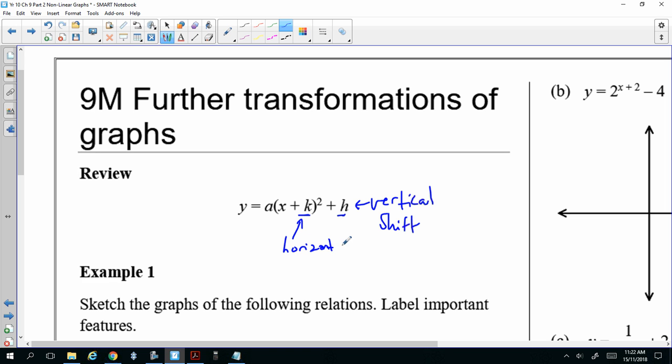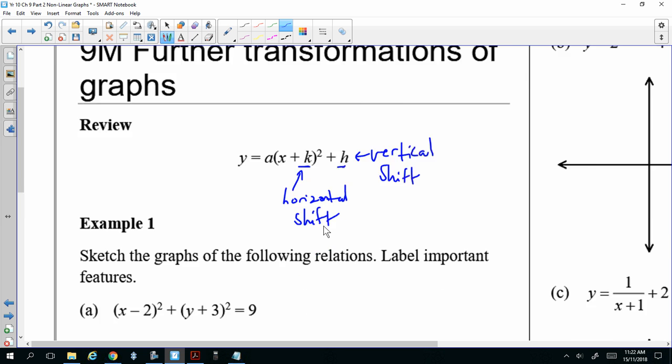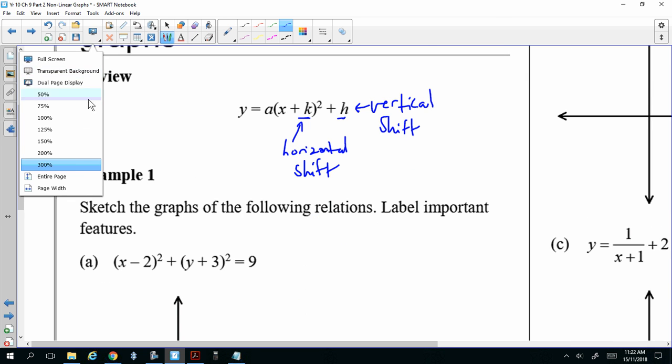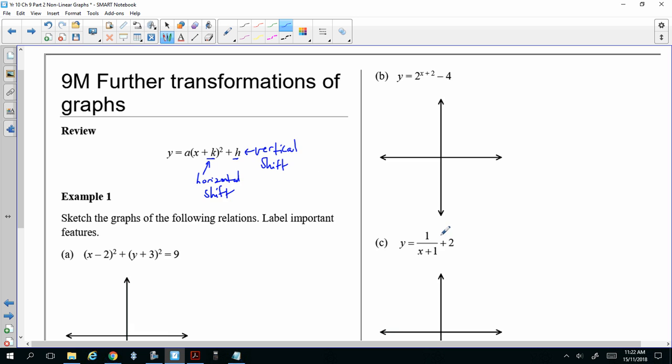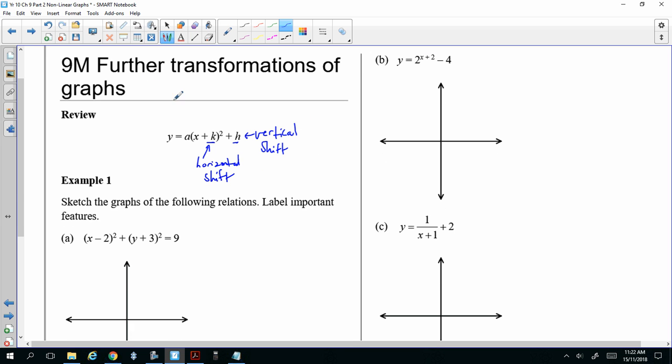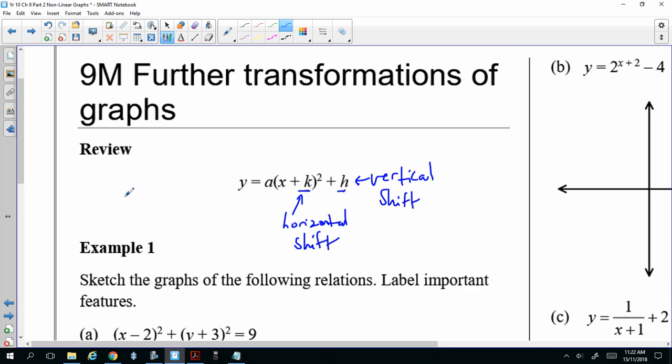Horizontal shift. Okay, like that. So we're going to sketch these graphs. We're going to sketch the circle, we're going to sketch the hyperbola and exponential after translation. So we'll do the first one.